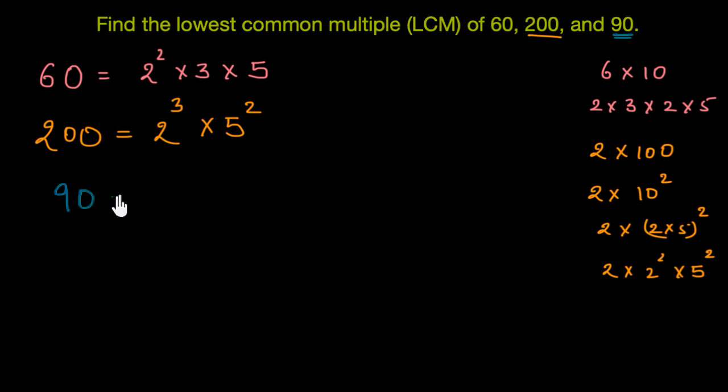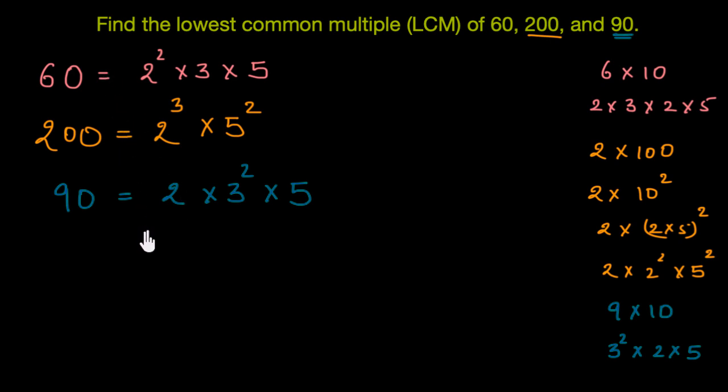So 90 can be written as 9 times 10. 9 is 3 square and 10 is 2 times 5. So the prime factorization of 90 would be 2 times 3 square times 5. Now we are looking for a number that is the lowest, smallest common multiple of these three given numbers. So let's actually start with 60.